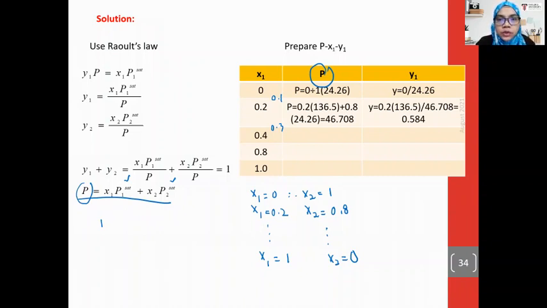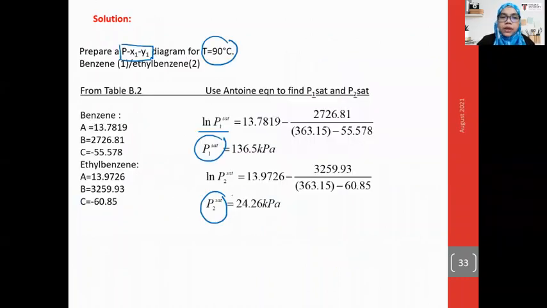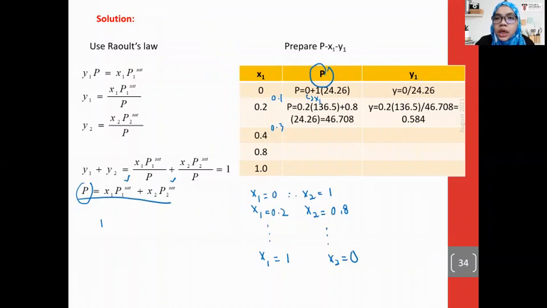Okay, S1 equal to 0. So this is our S1, so that's why we have the 0 here, and then 1 for S2. And this is our P2 saturation from our previous calculation. And then after that, you can proceed to the Y1 here.